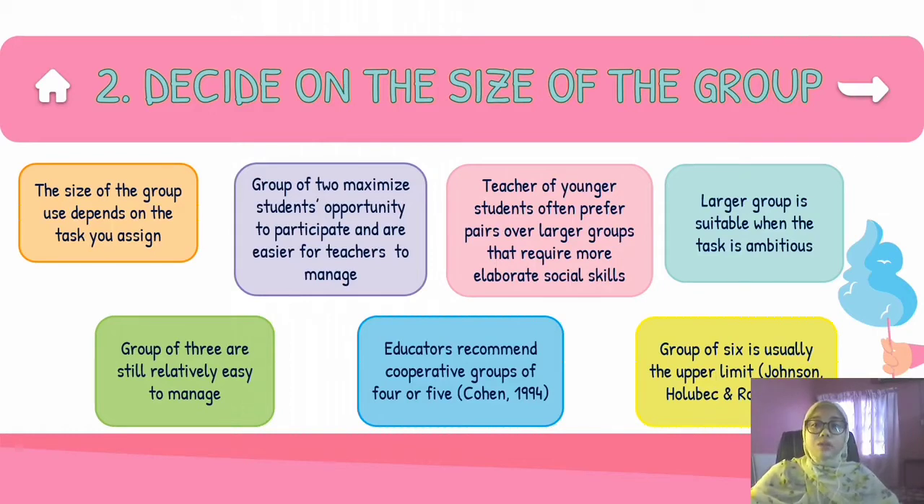Furthermore, larger groups are suitable when the task is ambitious. Next, groups of three are still relatively easy to manage. But teachers need to make sure that two students don't form a coalition, leaving the third isolated and excluded. Next, according to Cohen, educators recommend cooperative groups of 4 or 5. And the last one, a group of 6 is usually the upper limit.